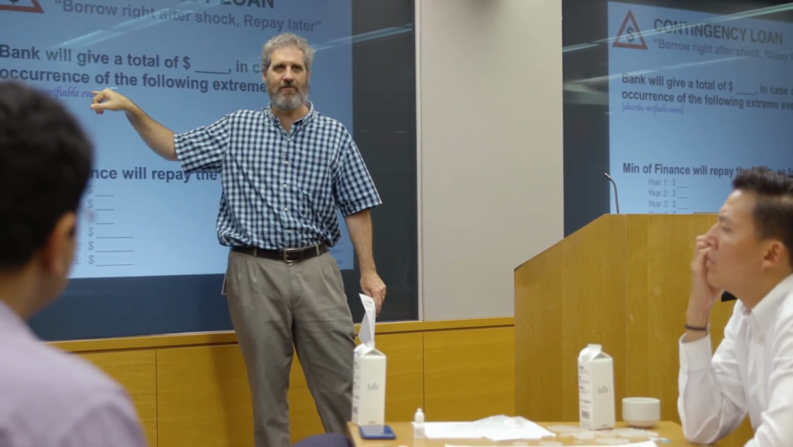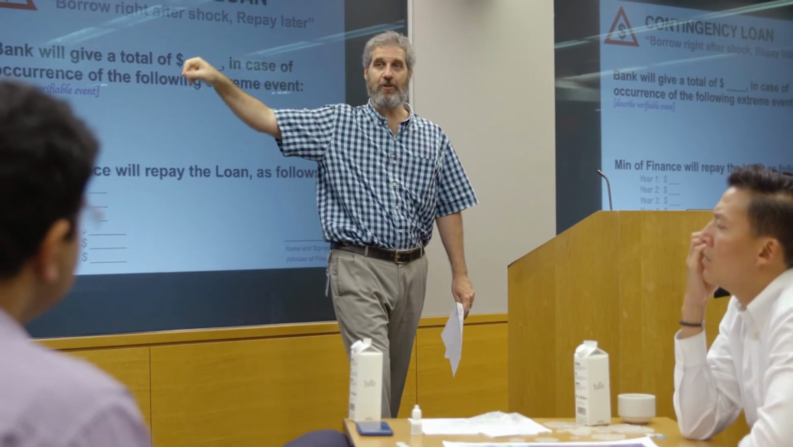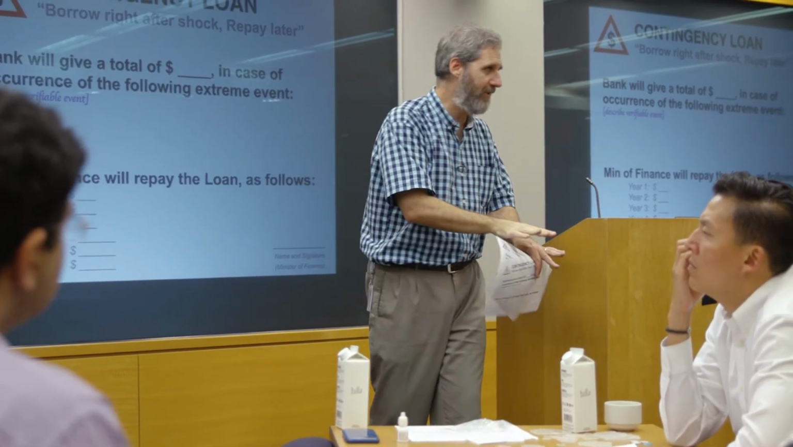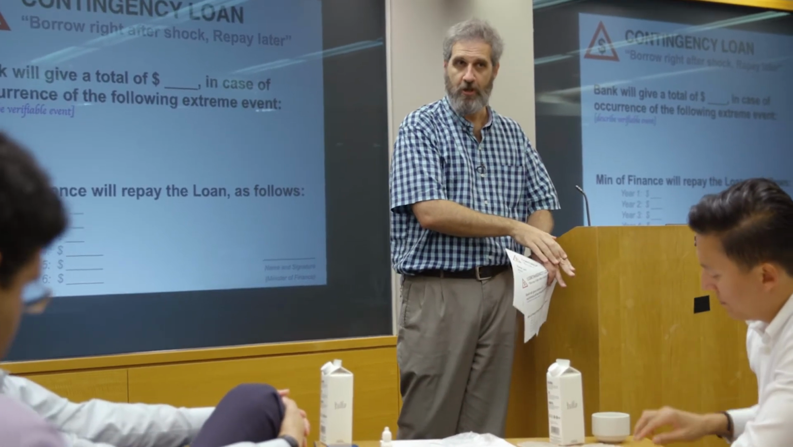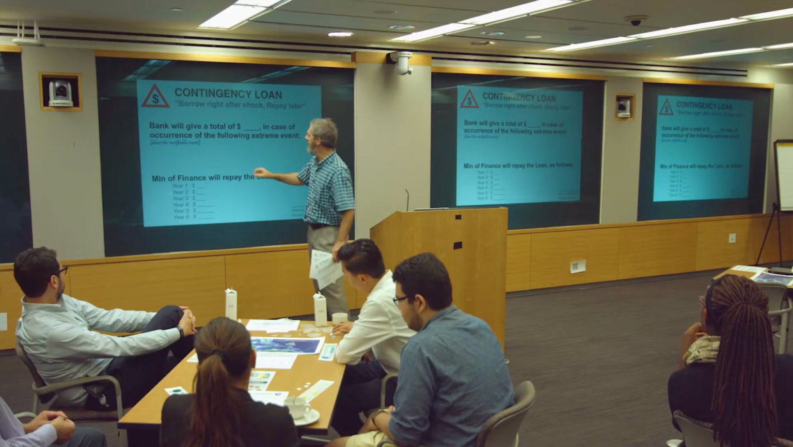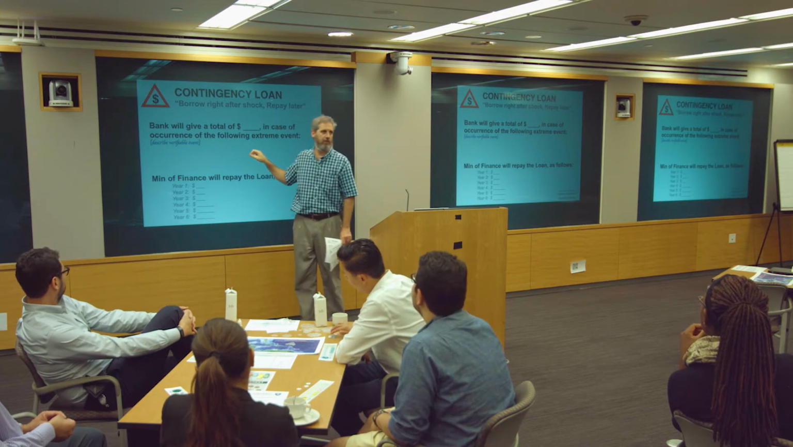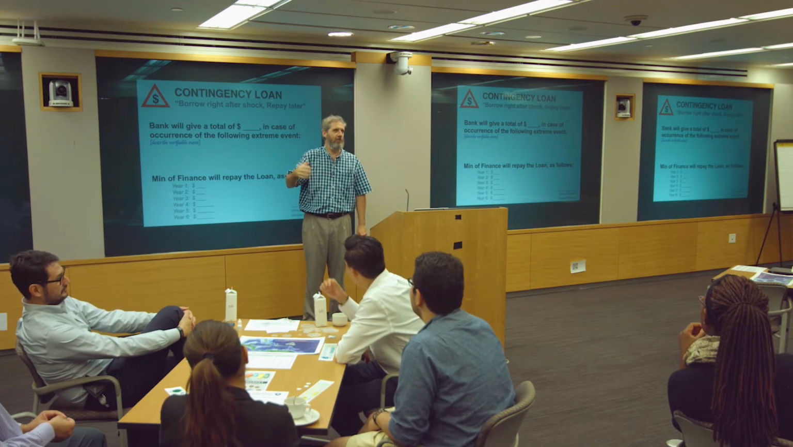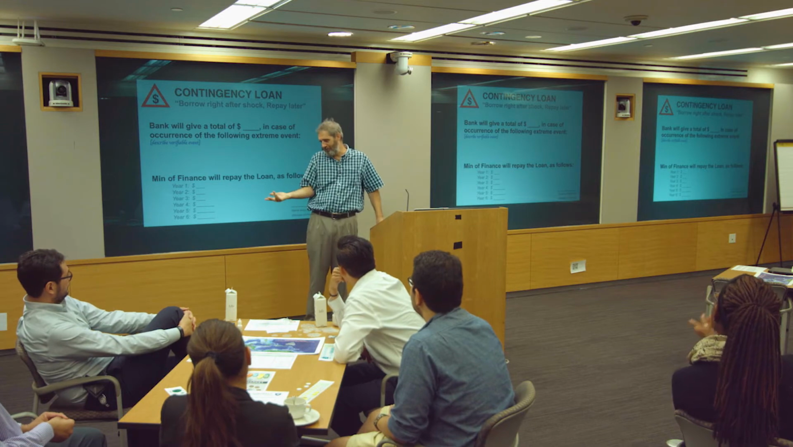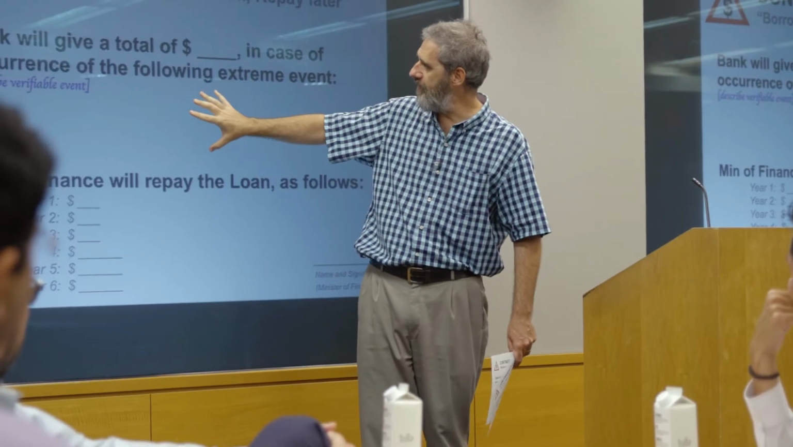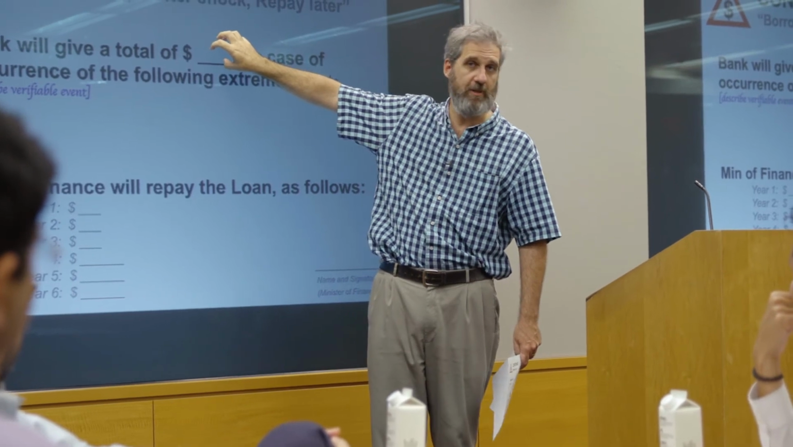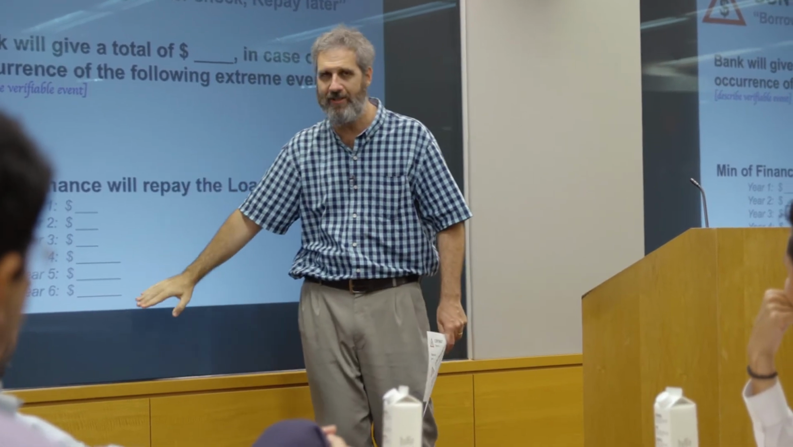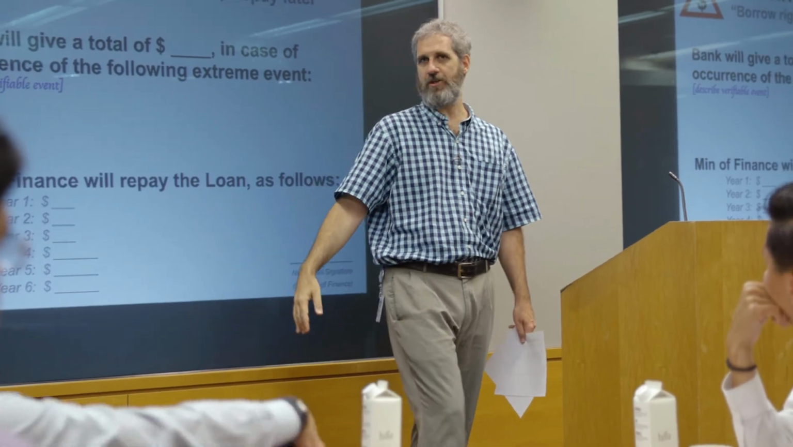You have to describe the event in a way that someone else, not you, can read the text, look at the real world and say, yes, this happened, I verify it's true, or no, it didn't. You cannot write here, if the minister is in trouble, because that will be a little bit too flexible. If this condition manifests, then this amount of money goes to the Minister of Finance, and then you have to write how the repayment schedule would happen.